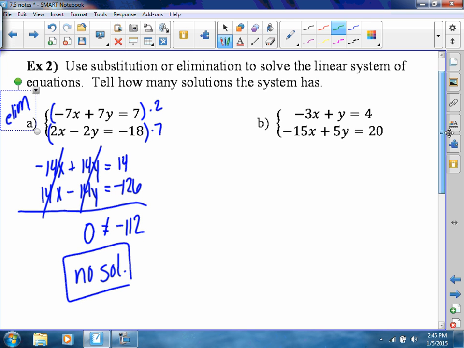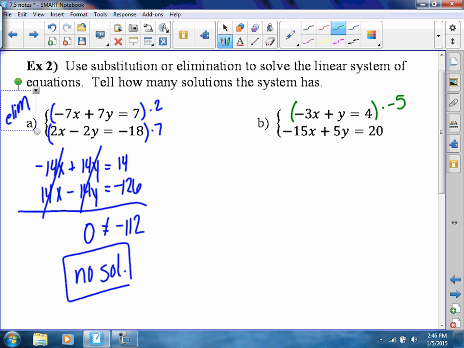Okay, for part B now. Now this one I could do substitution because this y here in the top equation is by itself. So I could solve the top equation for y and substitute it into the other. Or it'd be really easy to do elimination with this one too. If I multiplied this top equation by a negative 5, then I would have a 5y and a negative 5y that would eliminate. So again, this is personal preference.